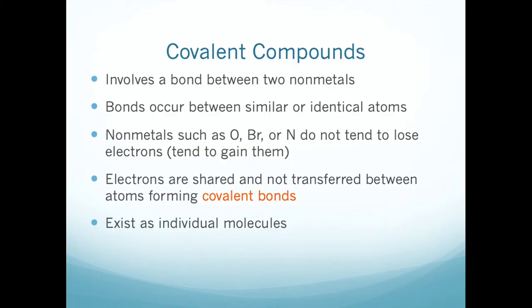Now, instead of having a huge network of positive and negative ions like we see in ionic bonding, here we have clumps of atoms that are connected together by these covalent bonds. These groups of atoms that are covalently bonded together are known as molecules. Okay, so you've probably heard that word molecule in relation to chemistry. Well, here's where it actually applies. A molecule is a group of covalently bonded atoms.